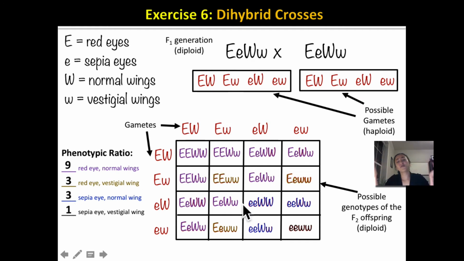If you wanted to figure out the probabilities, all you would do, like what's the probability there'll be red eye and normal wings? Well, there's 9 of them, and it's 9 out of 16, so your probability would be 9/16.